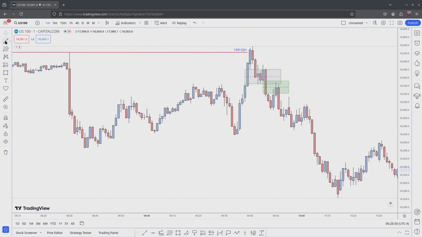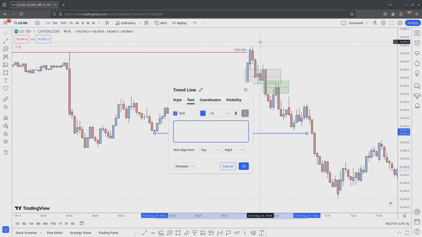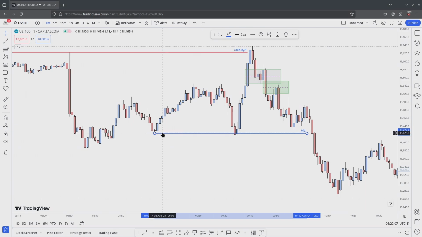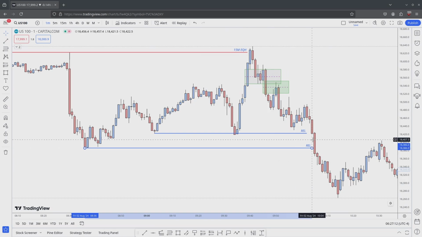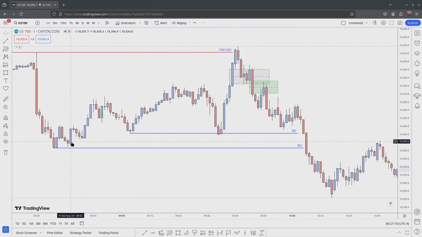So the draw on liquidity here would be we have relative equal lows here. And I'm going to make these in blue. Relative equal lows. And we have more relative equal lows below those. So those would be our targets, and we would be looking for price to reach those. So if we go through the checklist, everything checks out on the checklist.